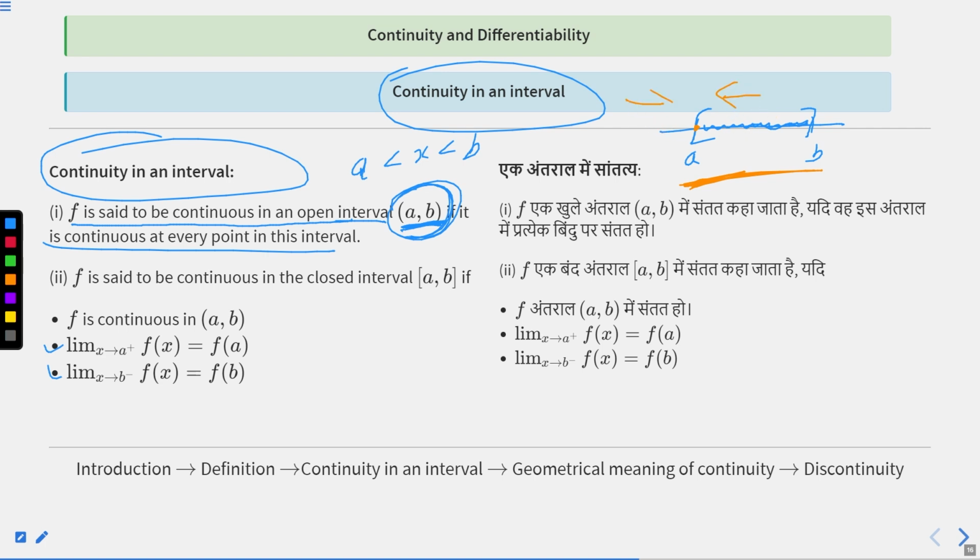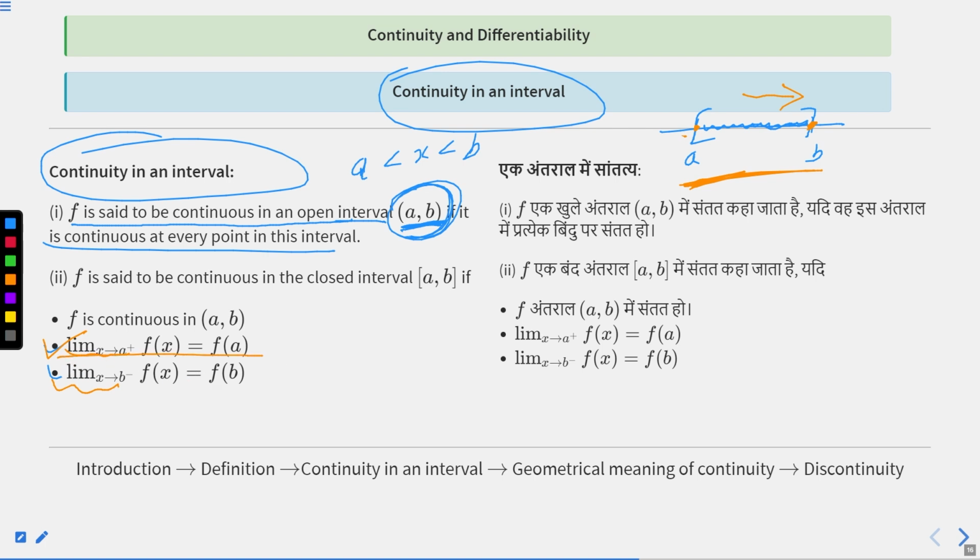Can you approach from the left hand side? No. Why? Because of the domain. The values on the left hand side are not in the domain. The values which are in the domain are a and the values to the right side of a. So that's why we only talk about the right hand side limit at a and the left hand side limit at b, as you can only approach towards b from the left hand side.